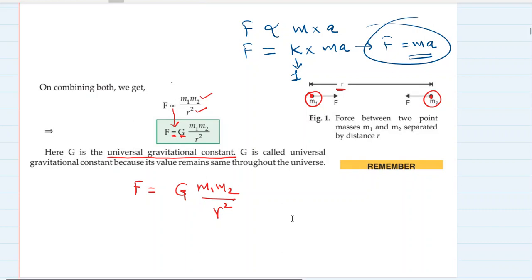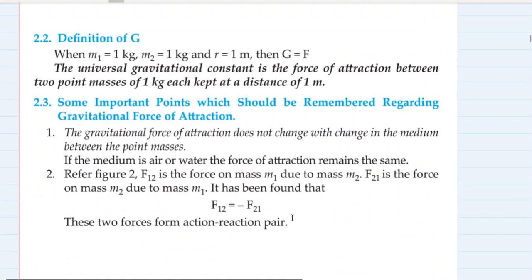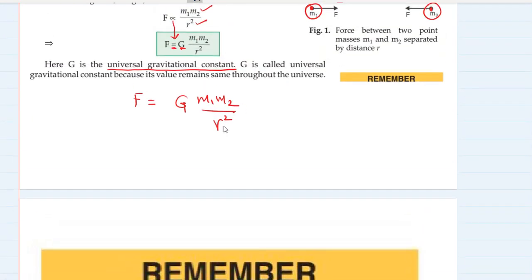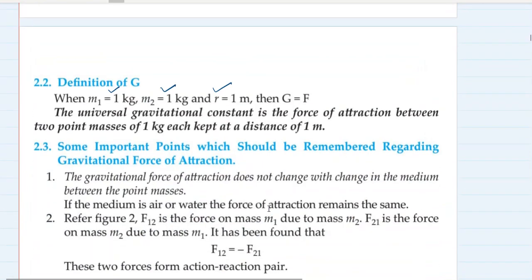But in this case the value of the constant is not 1. Here G is the universal gravitational constant whose value is not 1. So what is the value of G and how can we define G? This experiment was conducted by Newton with two gold balls. Each ball had a mass of 1 kg and the distance between them was kept as 1 meter. If we put the masses and the distance as 1 in this formula, then F becomes equal to G. The force of gravitation becomes equal to the value of the universal gravitational constant. And with the help of some complex calculations and experiments, the force between the two 1 kg gold balls kept 1 meter apart was found out.